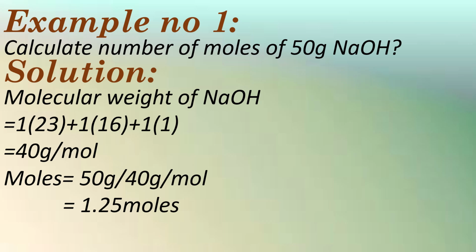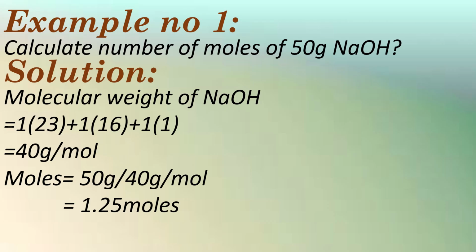Solution. First we will calculate the molecular weight of sodium hydroxide, that is, 1 is the number of sodium atoms into 23 is the atomic weight of sodium, plus 1 is the number of oxygen atoms into 16 is the atomic weight of oxygen, plus 1 is the number of hydrogen atoms into 1 is the atomic weight of hydrogen. After solving, the molecular weight of sodium hydroxide is calculated to be 40 gram per mole.